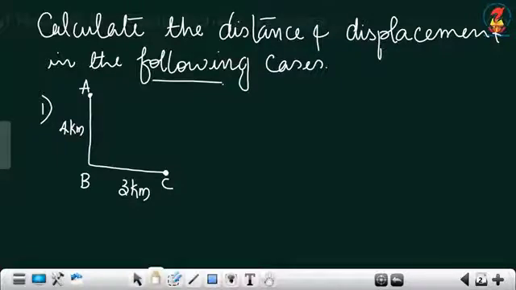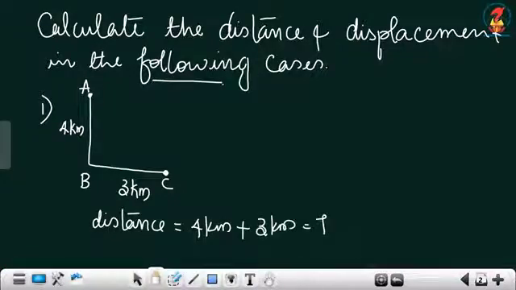Distance means actual length of the path, so you need to add this one and also this one. So, 4 kilometer plus 3 kilometer, the answer is 7 kilometer. That is the distance. Now, displacement. How will you find the displacement? That is the shortest distance between A and B, or straight line distance between A and B.